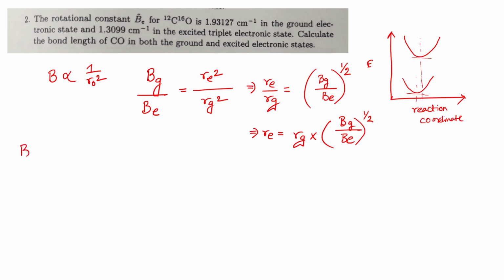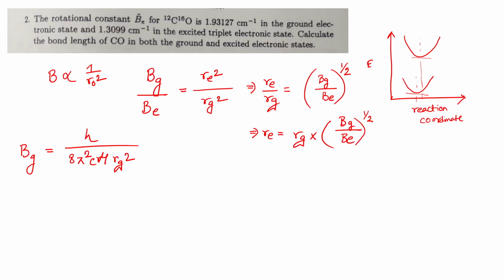So maybe for the ground state, or maybe in the excited state. So maybe let us go with the ground state. Bg, as you told us, the expression is h over 8 pi square c mu Rg square, right? Small rg. As I should follow my own convention.